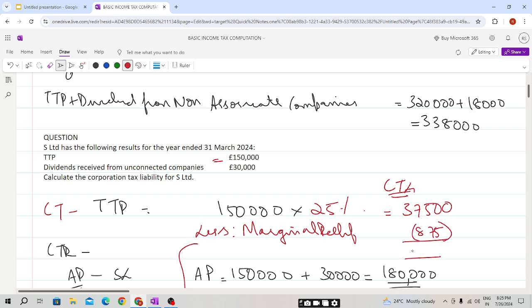875. This will give the marginal relief, that is 37,500 minus 875. It will be 36,625. I hope this is clear. These three questions we have solved in an order, and we have seen if the augmented profit is below 50,000 pounds, exceeds 250,000 pounds, and between 50,000 pounds and 250,000 pounds. And we have seen the marginal relief also.